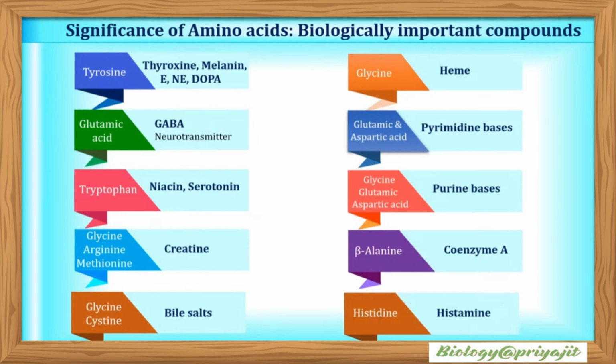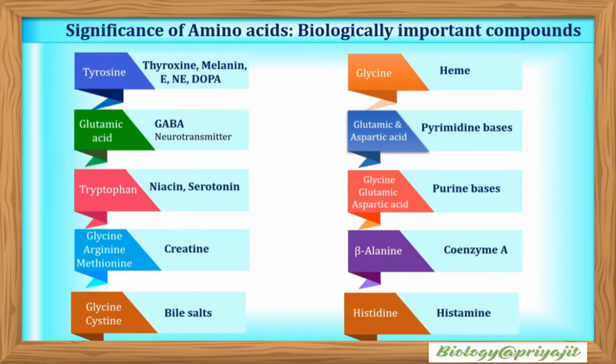Tryptophan is needed for the synthesis of niacin and serotonin. Glycine, arginine and methionine are responsible for the synthesis of creatine. Glycine and cysteine are responsible for the synthesis of bile salts. Glycine is responsible for the synthesis of heme of hemoglobin. Glutamic acid and aspartic acid are responsible for the synthesis of pyrimidine bases in the nucleotide, and glycine, glutamic acid, aspartic acid are responsible for purine bases of nucleotides. Beta-alanine is needed for synthesis of coenzyme A.